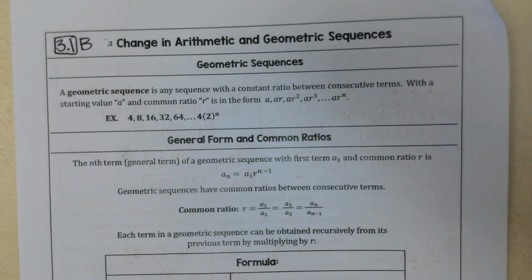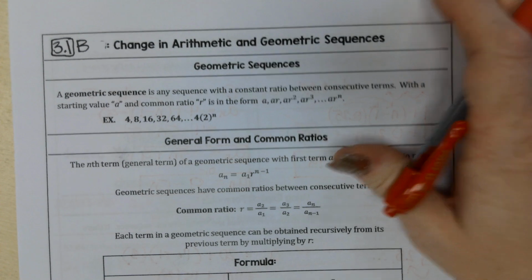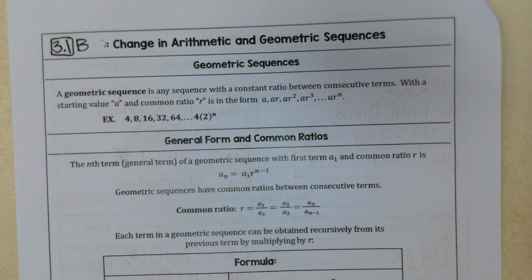Okay, flip it over and let's swap over and talk about geometric sequences, okay? Geometric sequences, we're not adding the same thing over and over again. We are multiplying the same thing over and over again. Now, with arithmetic, it can look like addition or subtraction, okay?